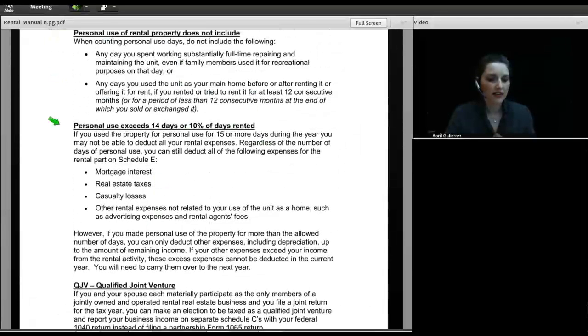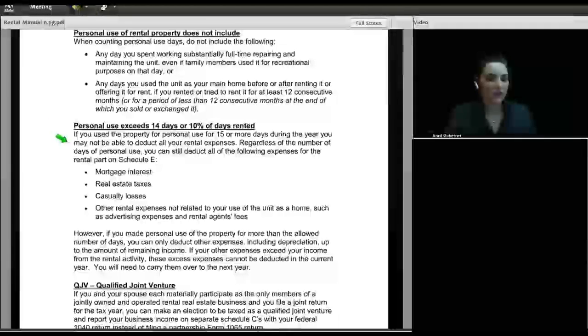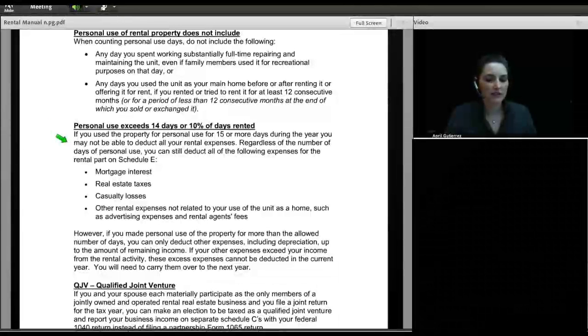So personal use exceeds 14 days or 10% of the days rented. What happens if that happens? If you use the property for personal use for 15 days or more during the year, you may not be able to deduct all of your rental expenses.